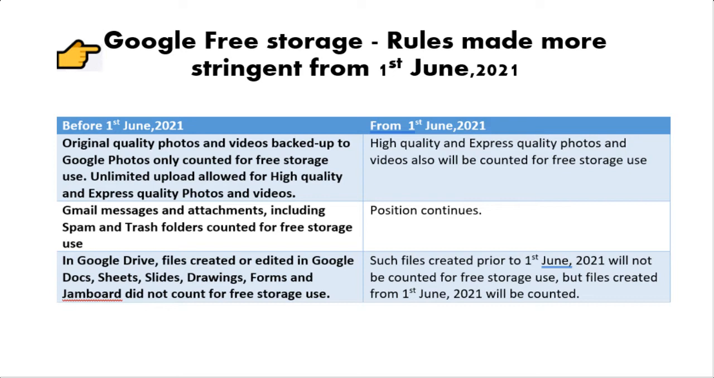Previously, for accounting the space occupied by files in Google Drive, space occupied by Google Docs, Sheets, Slides, Drawings, Forms, and Jamboard was not counted. Files created up to 31st May 2021 will continue to have this privilege, but not the ones created from 1st June 2021. Previously, for Google Photos, only original quality photos and videos were counted for space.